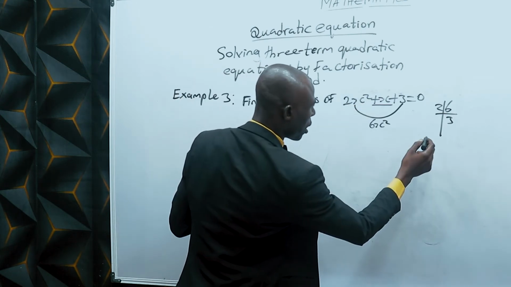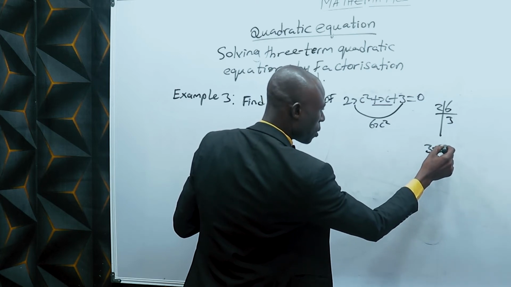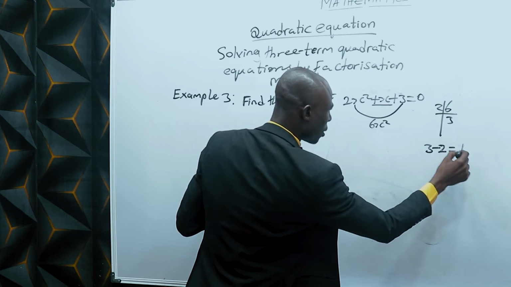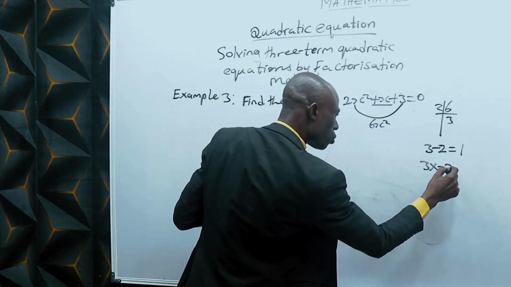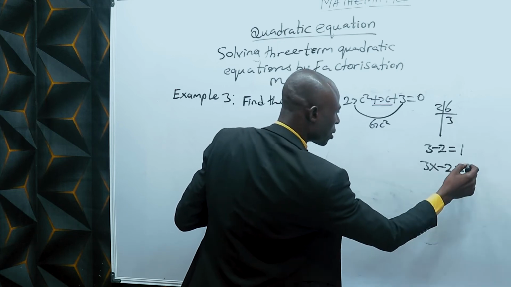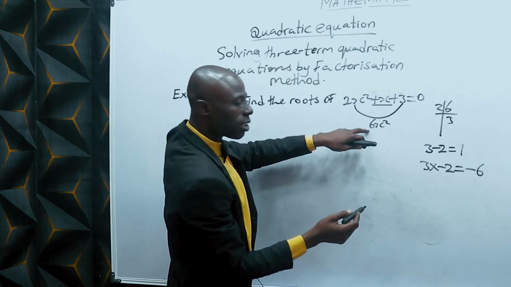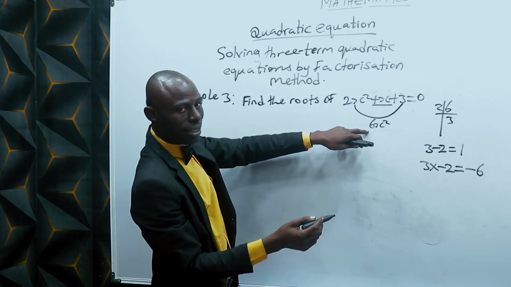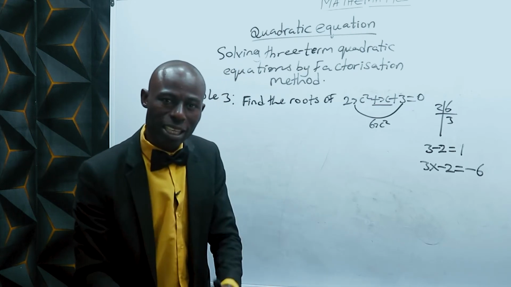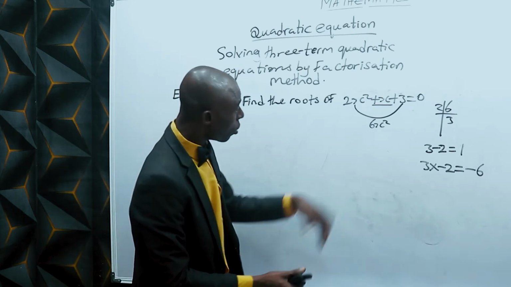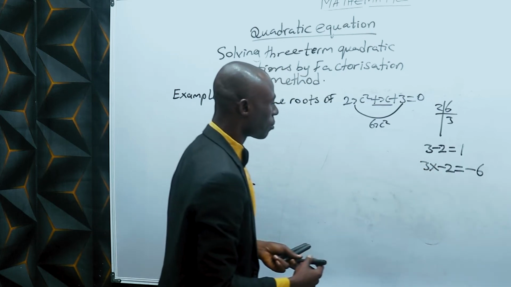Yes. That is by having 3 minus 2. 3 minus 2 will give us 1. Good. But can 3 times minus 2 give us this? This is minus 6. And mind you, this is plus 6. That is not factorizable. That is exactly how to know that something is not factorizable. Because 3 minus 2 gives us 1.